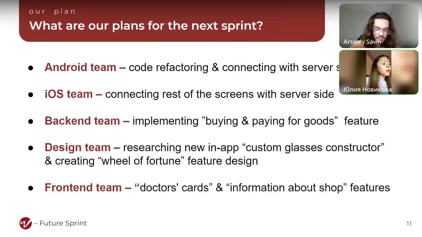What are our plans for the next sprint? Android team: code refactoring and connecting with the server side. iOS team: connecting the rest of the screens with the server side. Backend team: implementing the buying and paying for goods feature. Design team: researching a new in-app custom classes constructor and creating the fortune feature design. Front-end team: doctor's cards and information about shop features.